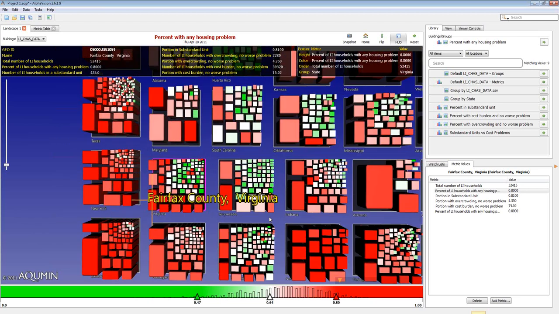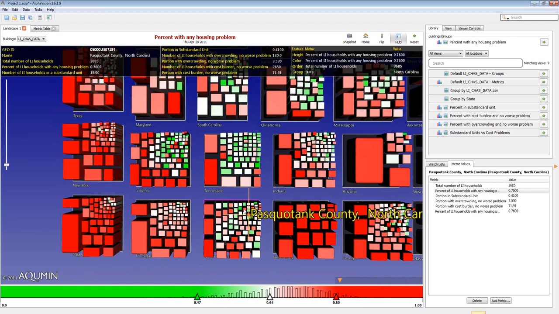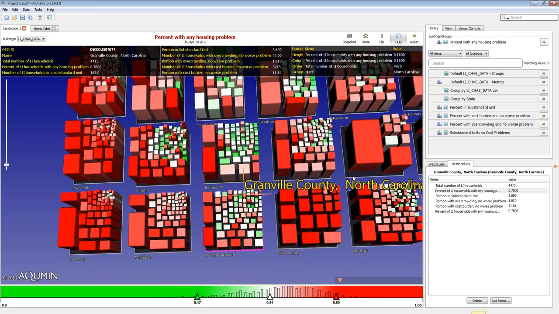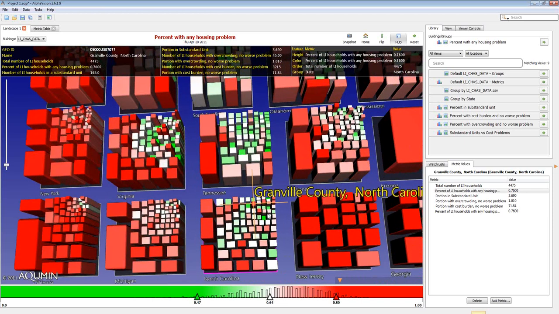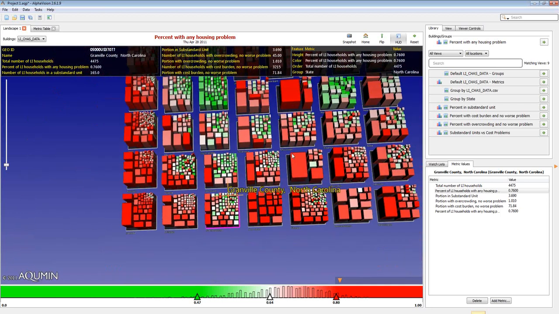Though, like I said, it's not an absolute trend by any means, because we definitely have these red buildings we can pick out, like Granville County, North Carolina, where even though it's a smaller county, they're reporting, in this case, 76% of households. We see that in this heads-up display kind of in the upper right-hand corner here. 76% of households reporting some type of problem.